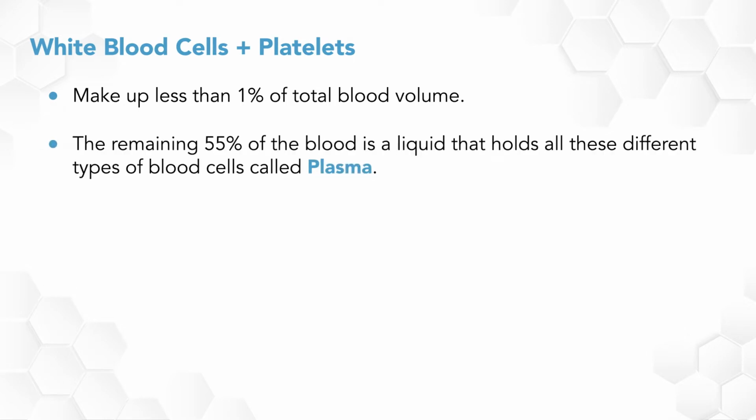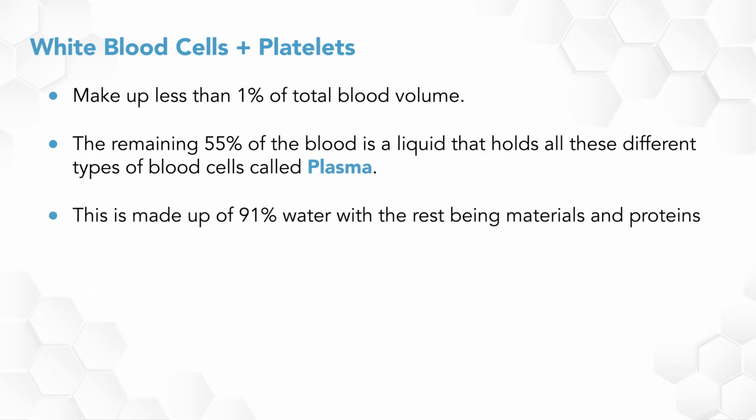The remaining 55% of the blood is a liquid that holds all these different types of blood cells called plasma. This is made up of 91% water, with the rest being materials and proteins, including electrolytes and salts, hormones, nutrients, gases, vitamins, and waste products.